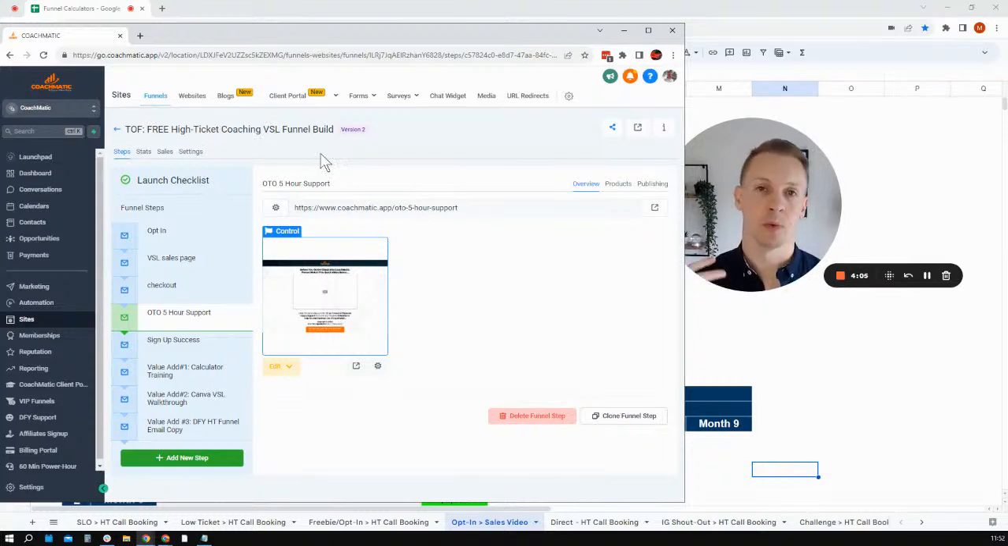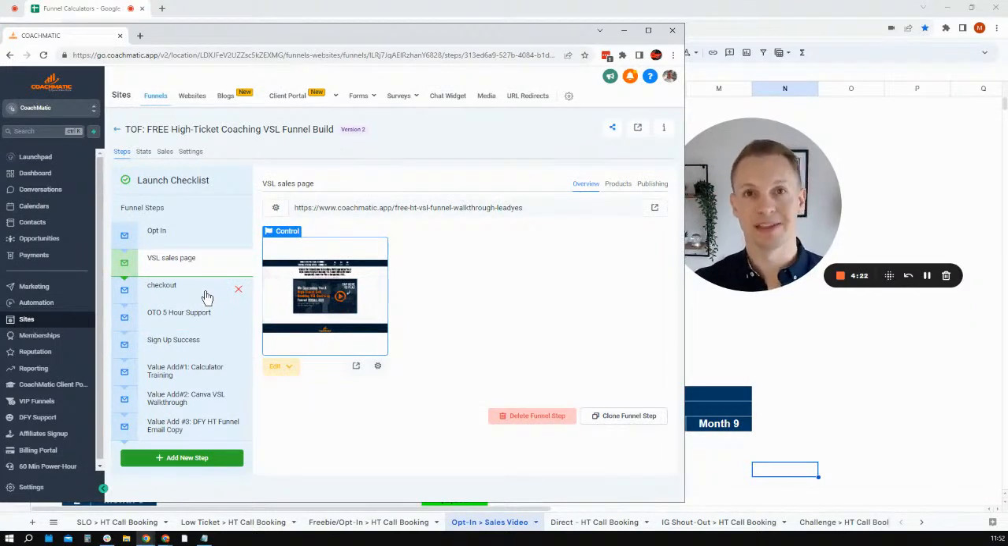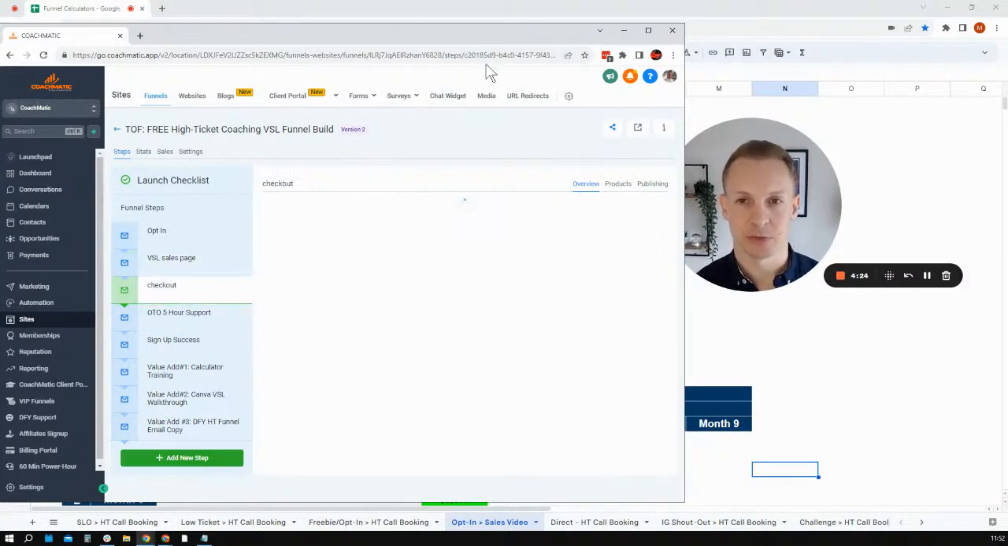That's what we're offering. We're not selling the Coachmatic directly. We're selling the idea of having me and my team build them a high-ticket coaching VSL funnel completely free of charge. Okay, so that's how it works. Then they come in, they sign up. Of course, they're signing up to the subscription for us to build the system on. And then from there, that's what they go.